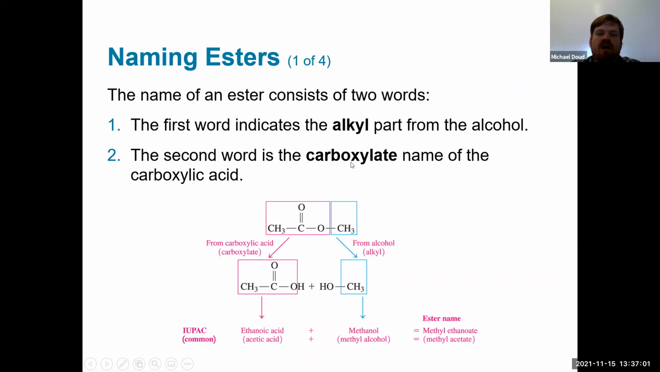The second word is the carboxylate name of the carboxylic acid. So if we split it here, we can see that we have a 1, 2 carbon carboxylate. And in that case, it'd be ethanoic acid, which would form ethanoate. So we take the first word, methyl, the second word, ethanoate, we bring them together: methyl ethanoate.